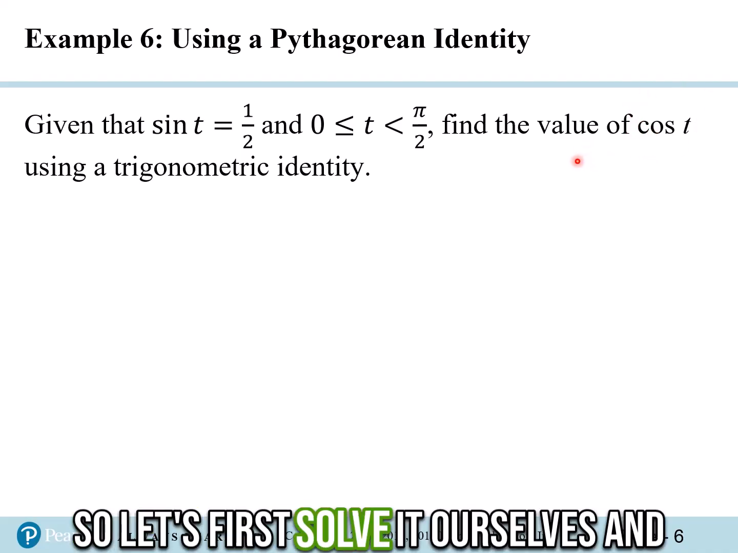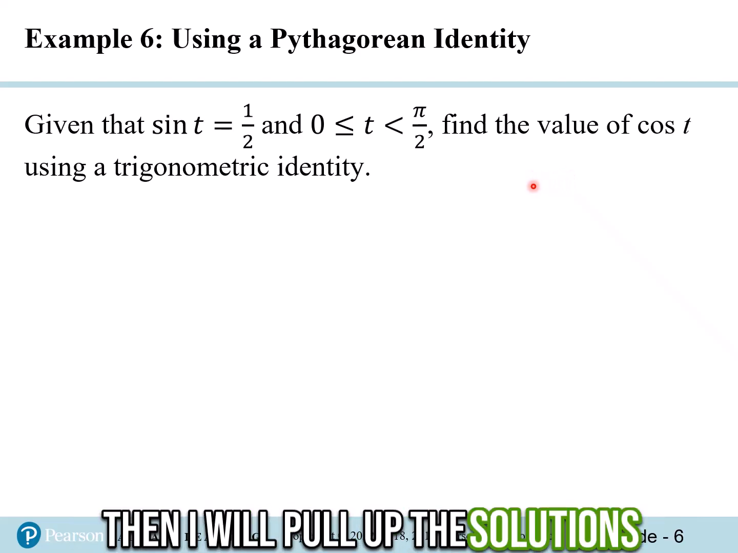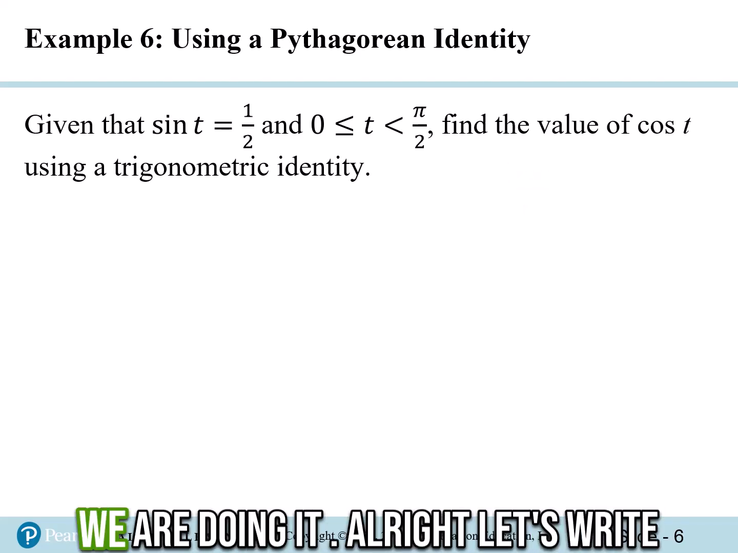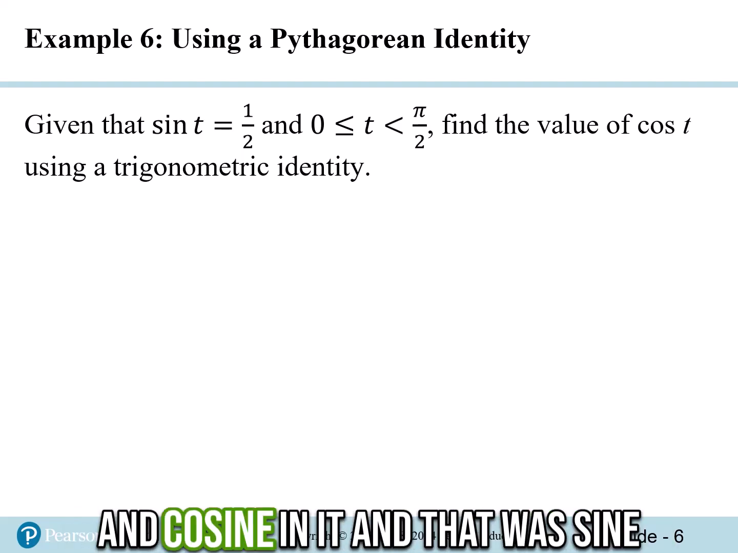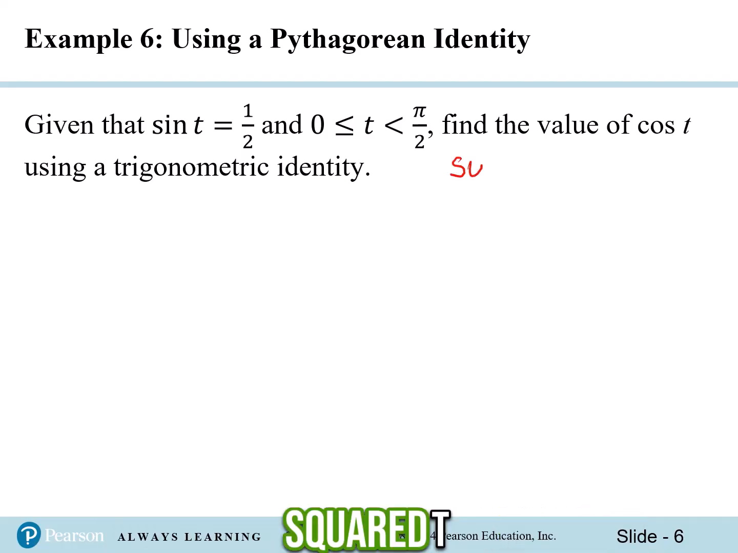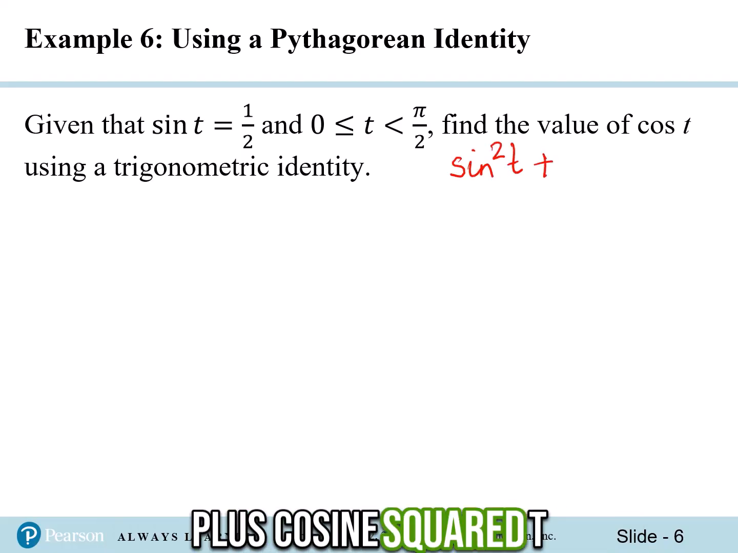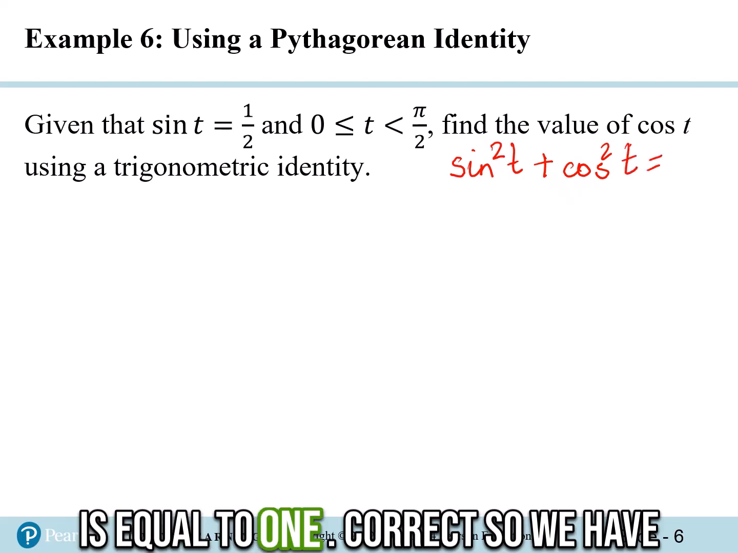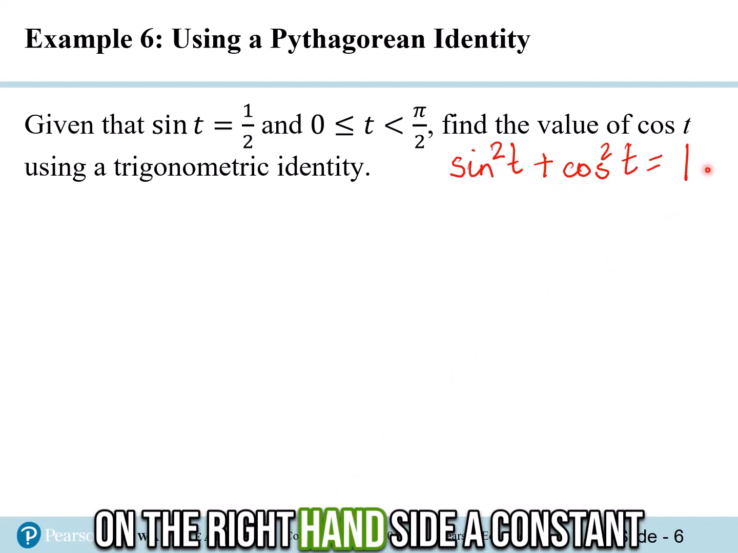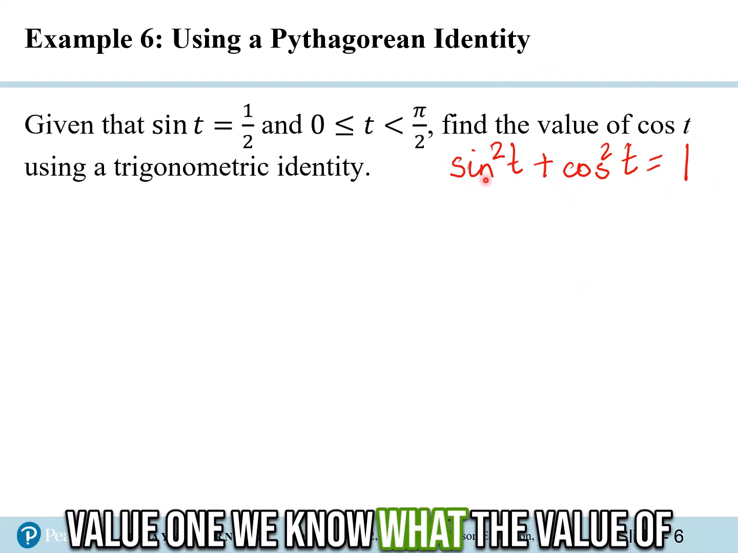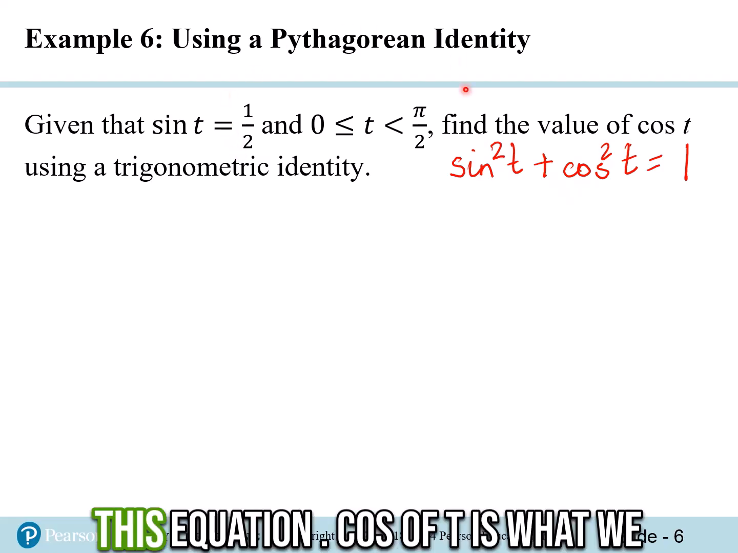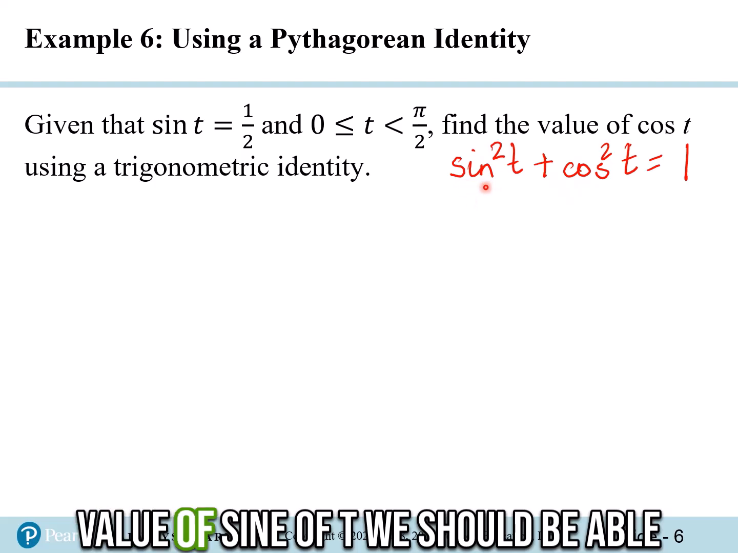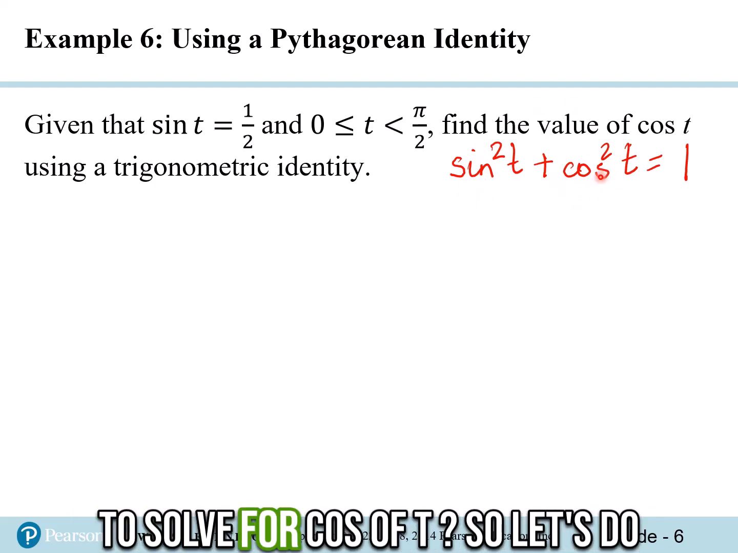So let's first solve it ourselves, and then I will pull up the solutions to see if that matches with the way we are doing it. All right, let's write down the identity that had both sine and cosine in it, and that was sine squared t plus cosine squared t is equal to 1. Correct? So we have on the right hand side a constant value 1. We know what the value of sine of t is, 1/2, and we are going to plug that into this equation. Cos of t is what we need to find, but once we plug in the value of sine of t, we should be able to solve for cos of t.